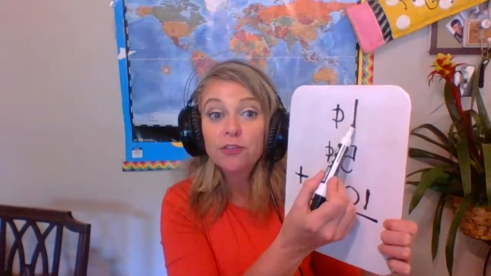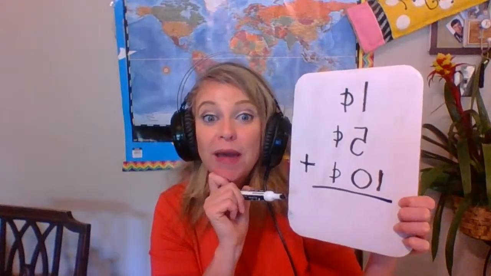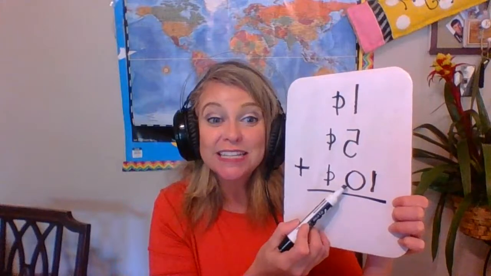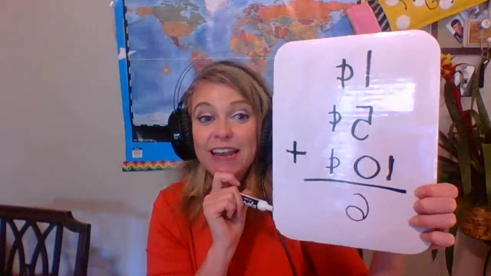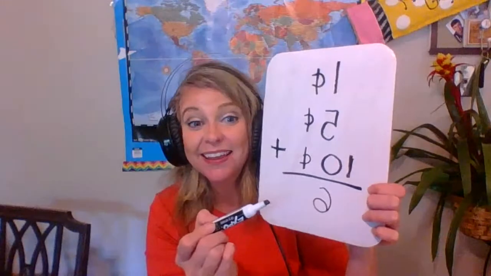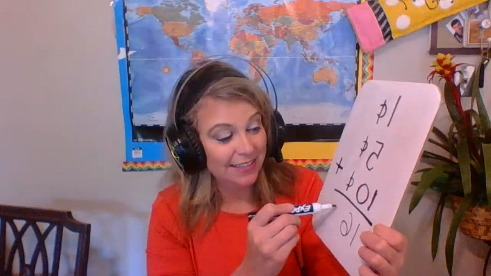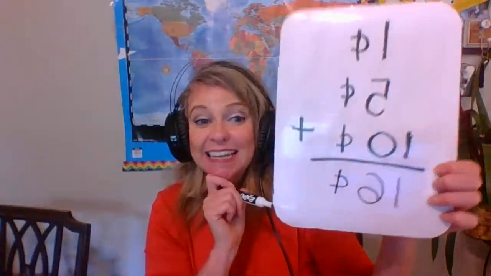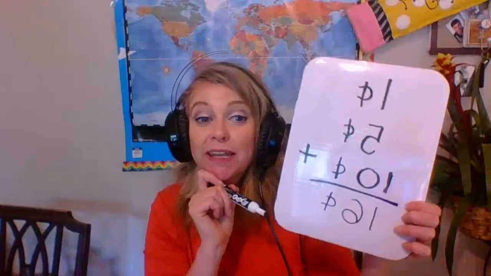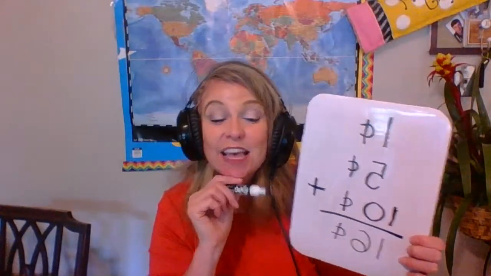Let's line our numbers up. And 1 and 5 would be what? 6. Good. 6 and 0. 6. Very nice. And 1 and nothing. That would be 16. So the value of these pieces of money would be 16 cents. So your job would be to practice some of these values of money.